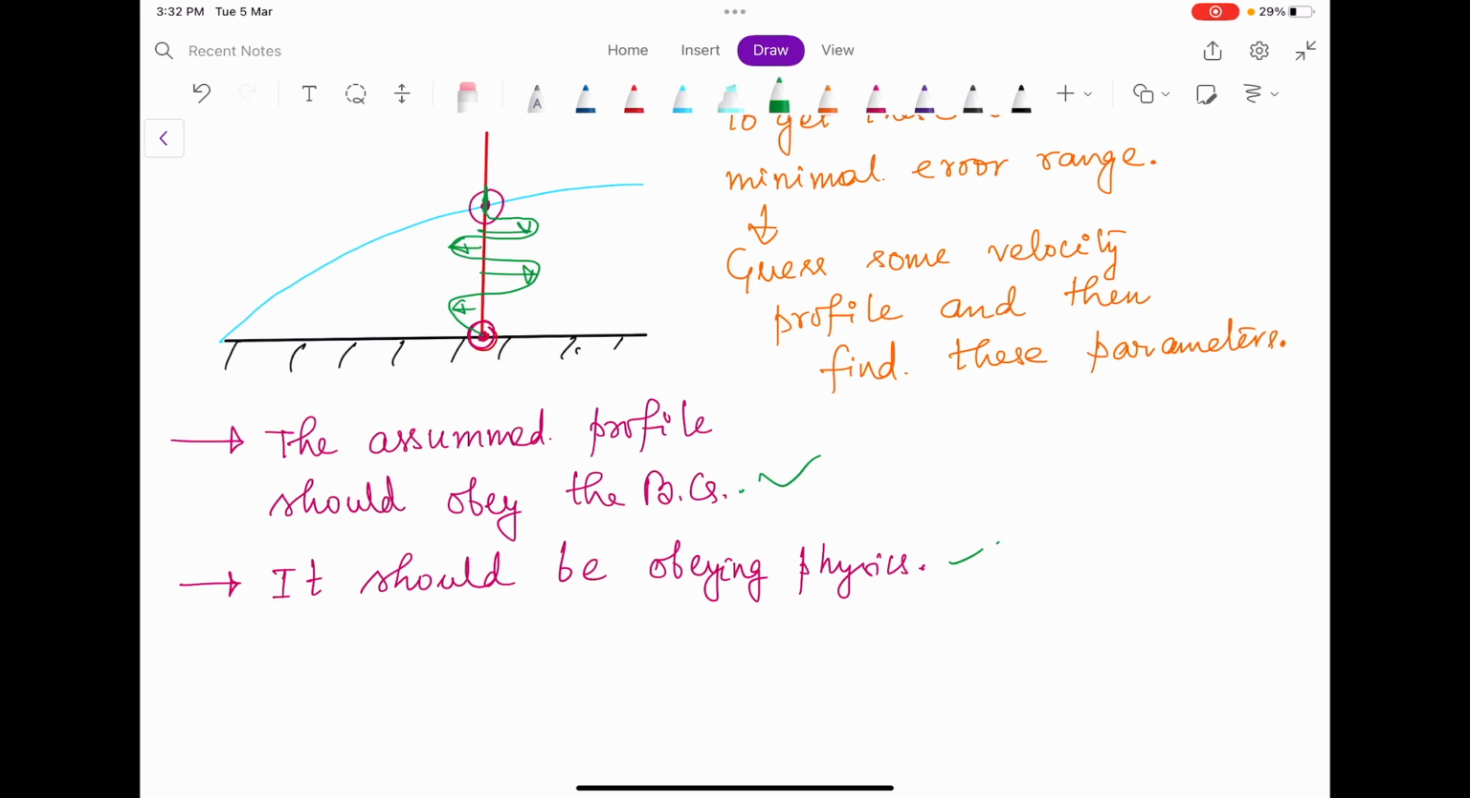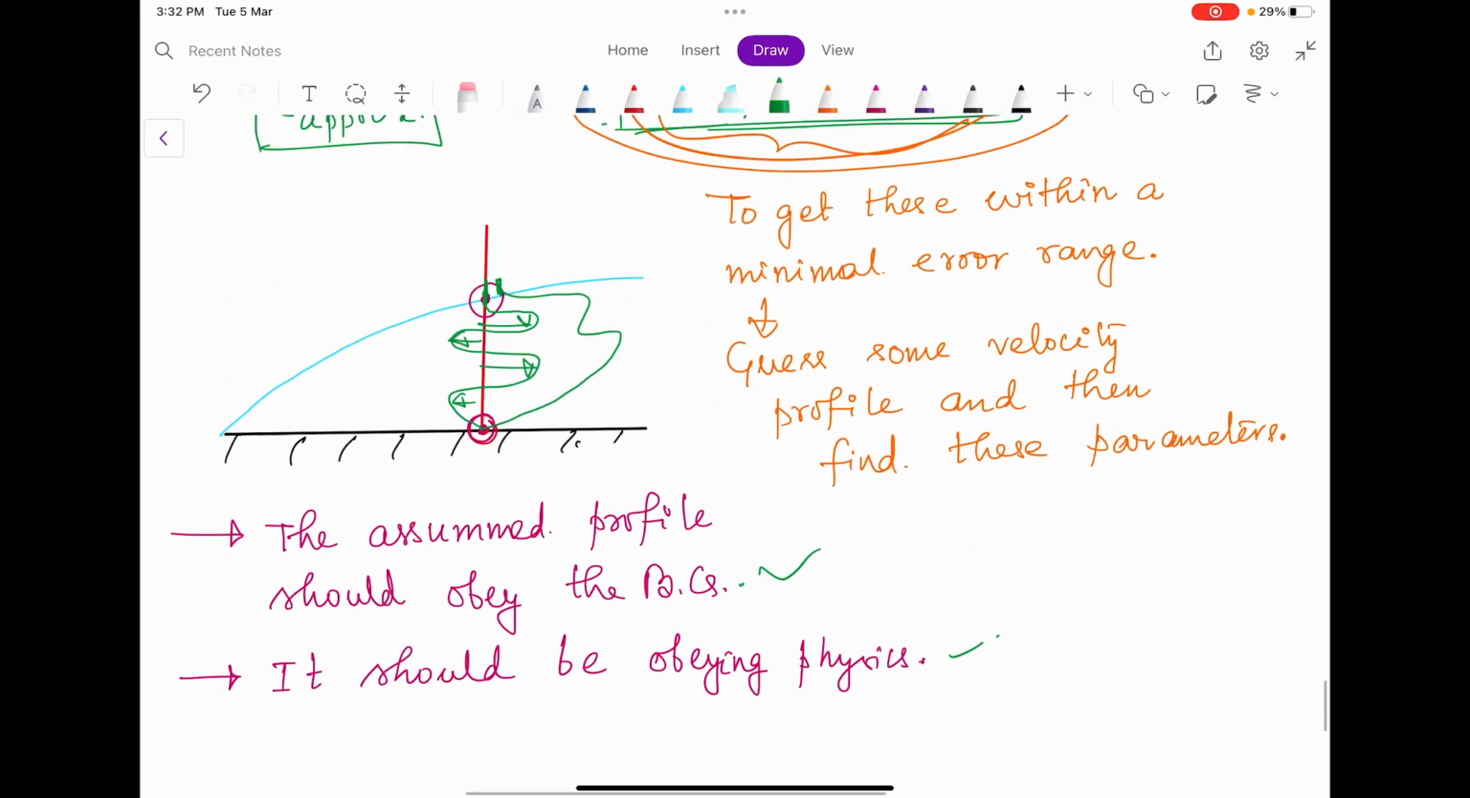You cannot have any arbitrary profile. Okay, so maybe you are having something like this. This is also not acceptable. Okay, so the shape, or the nature of the velocity profile, from your experience you should judge that if I am going right or wrong. Okay, so that is the thing. And the more the number of boundary conditions that your assumed profile will be satisfying, the more accurate it will be. Okay, so now let us proceed.